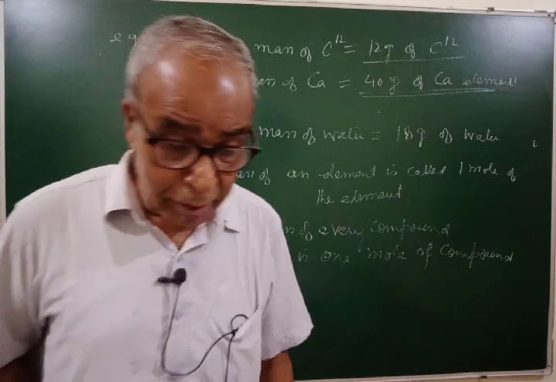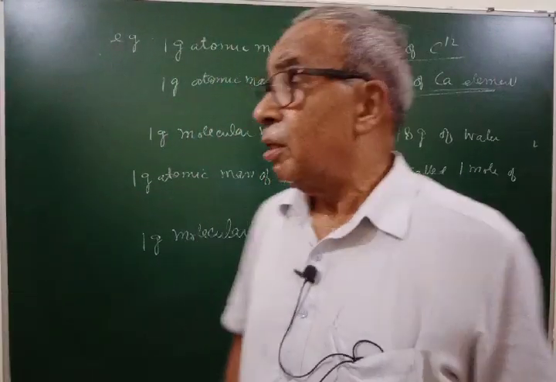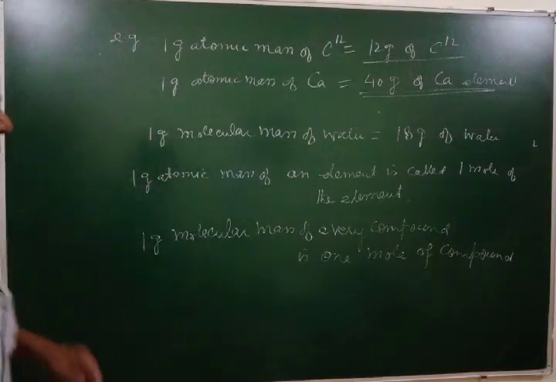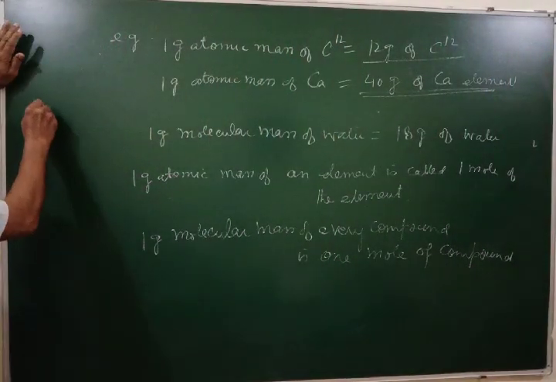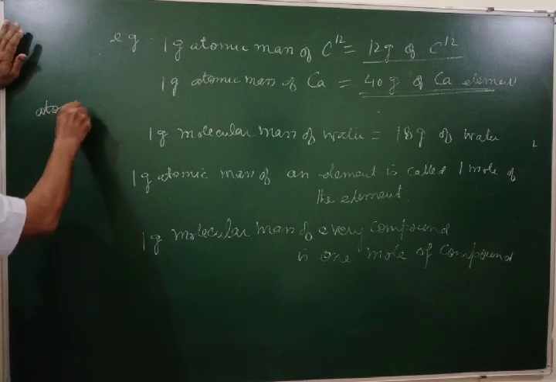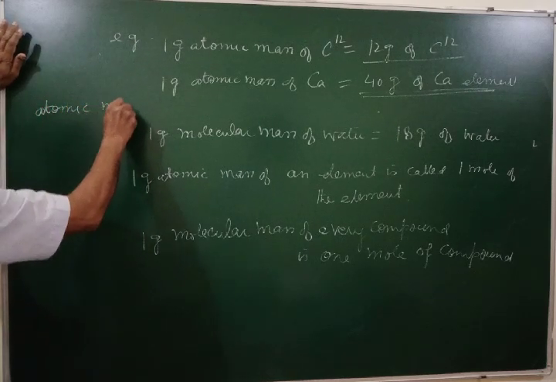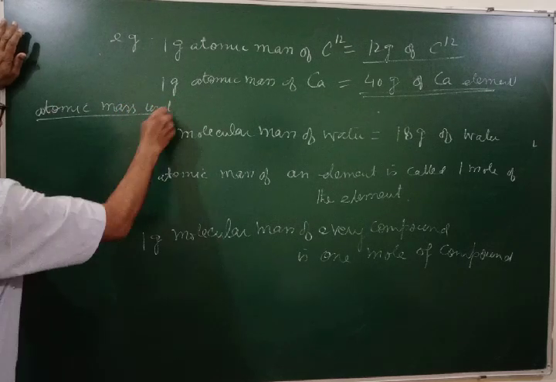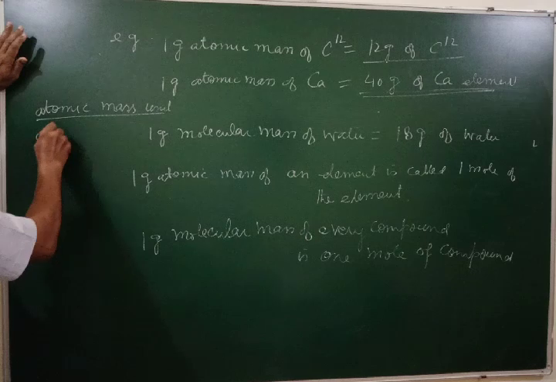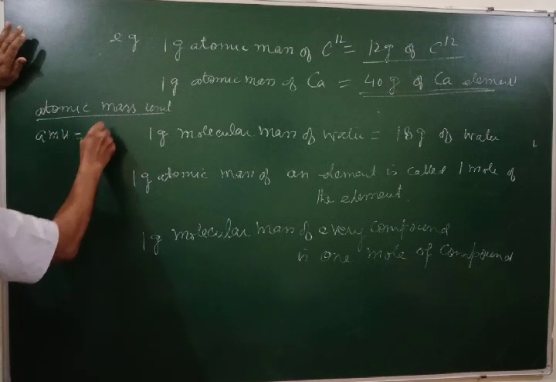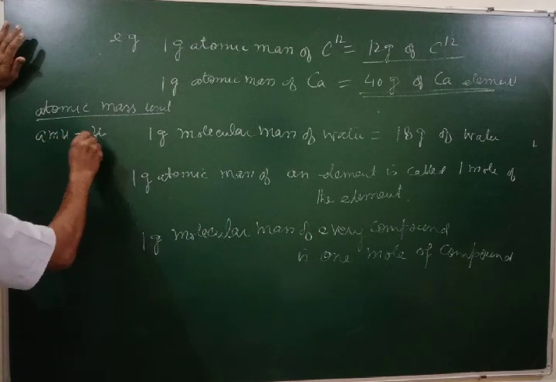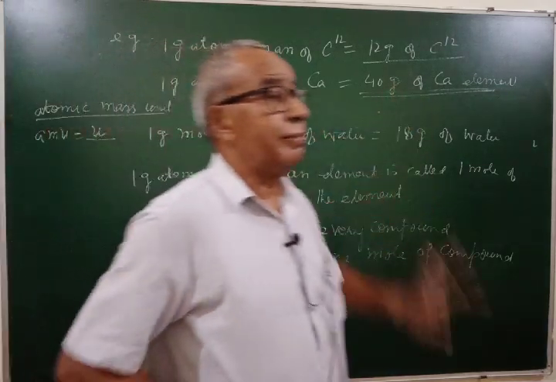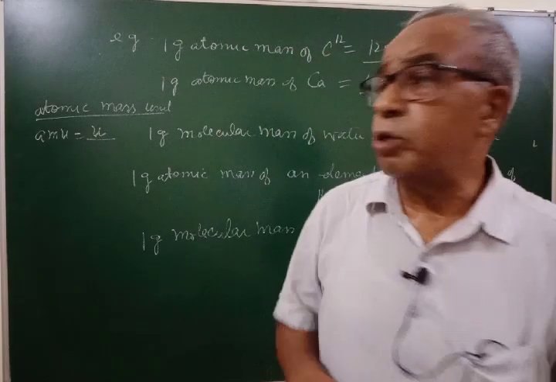Atomic mass of calcium is 40. What is this 40 actually? This is another unit. This is called atomic mass unit. AMU, we write it as AMU, but now we write it as U, generalized atomic mass unit. So it is 40 U or 12 U.